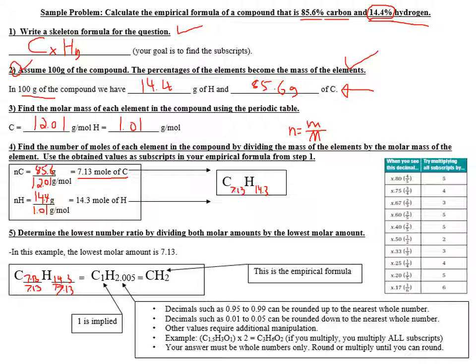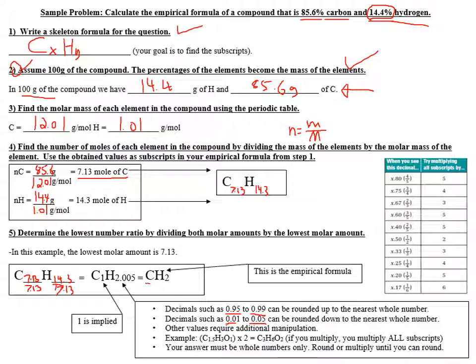There are some rounding rules that we have to follow. If the decimal you end up with after dividing by the smallest is between 0.95 and 0.99, you can round up. So for example, if I got 7.95, I could round up to 8. If the decimals are between 0.01 and 0.05, or even smaller than that, so let's say smaller than 0.01, so you have 0.00 something, you can round down. So for example, here I have 2.00 something. That's less than 0.01. So I can safely round down to the nearest whole number, which would be 2 in this case.